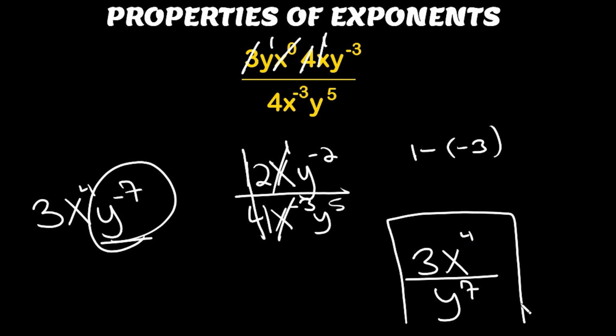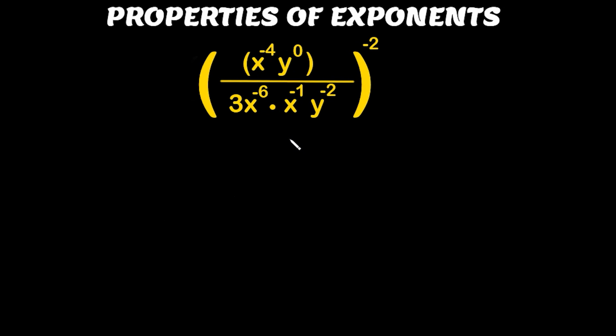Okay? So let's try one more example. So here's our next example. It looks challenging. It's not though. You just have to work from the inside out. So for example, this negative 2 here on the outside, I'm not even going to worry about it until the end. Okay? My main focus is going to be working on the inside here.